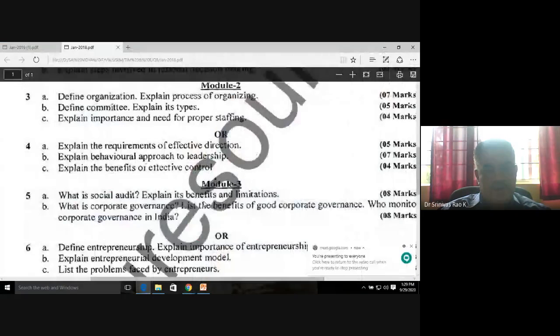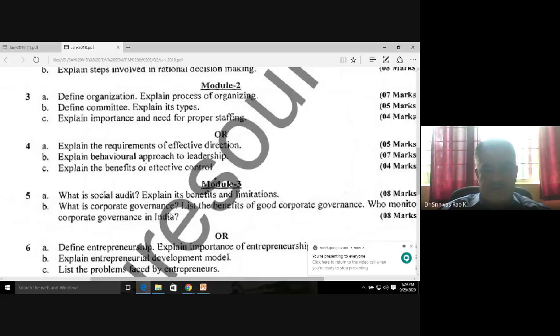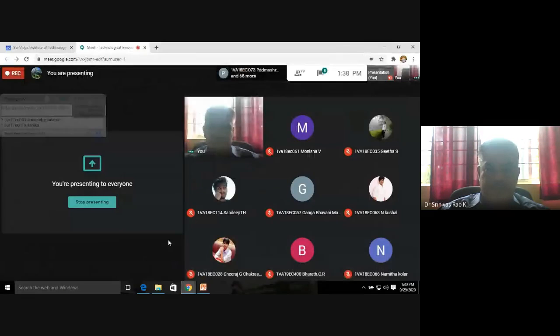Then comes: what is corporate governance? List the benefits of good corporate governance. Who monitors corporate governance in India? Everyone monitors. Every government agency is monitoring this. There are agencies which are monitoring corporate governance. So your central government is also monitoring. At state level also the state government is monitoring corporate governance. There are some ministries which also monitor this. So it is monitored everywhere. Okay, understood? Is it clear?